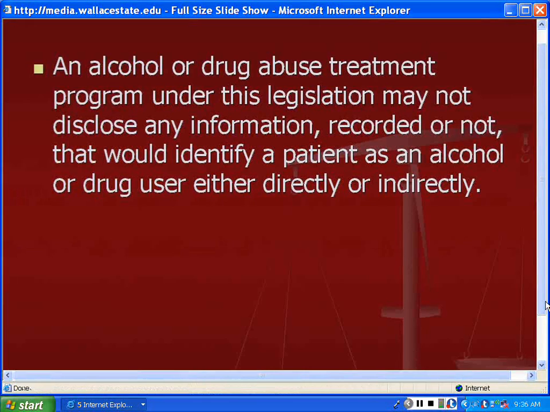But they also say you can't do it implicitly. What that means is, if you had a drug unit or alcohol unit in the hospital and you gave that information on all other patients, then when somebody calls and you say, oh, they're on a unit where I can't give you that information, that is indirectly or implicitly giving that information out. So we have to be very, very careful.